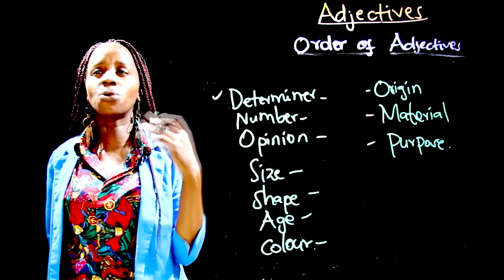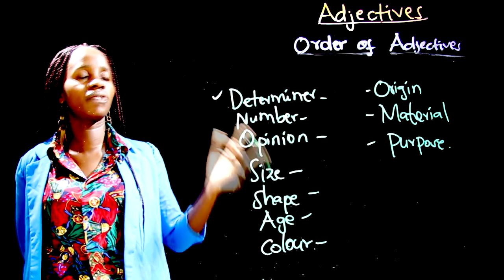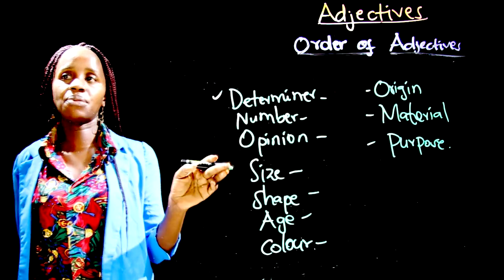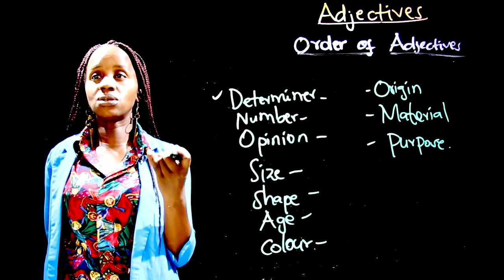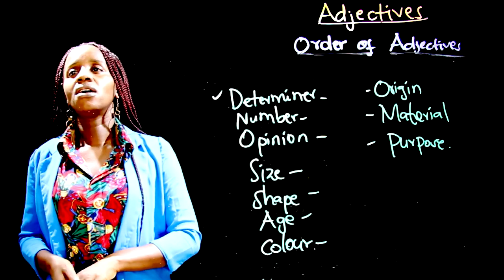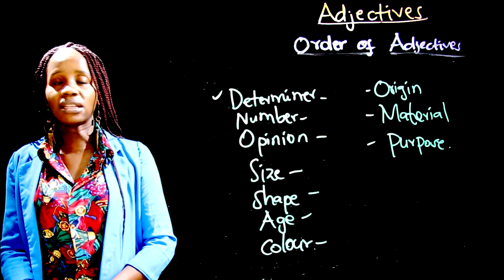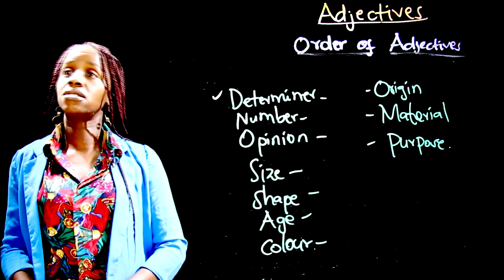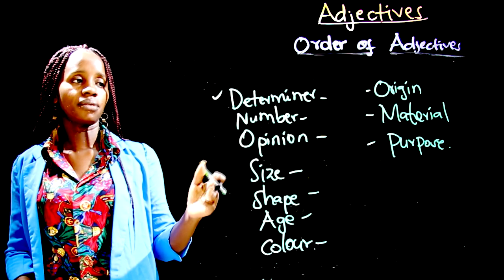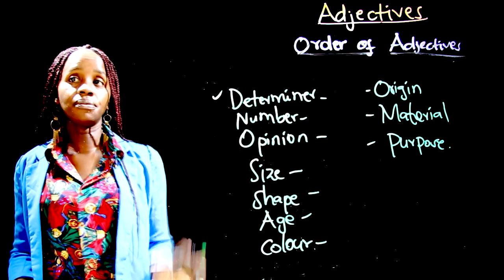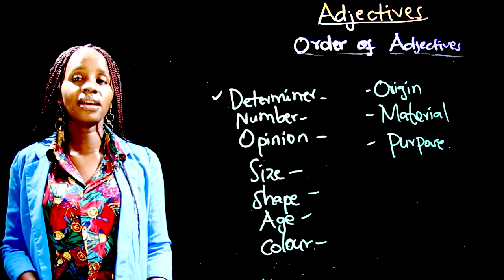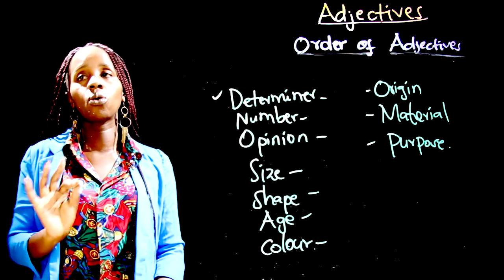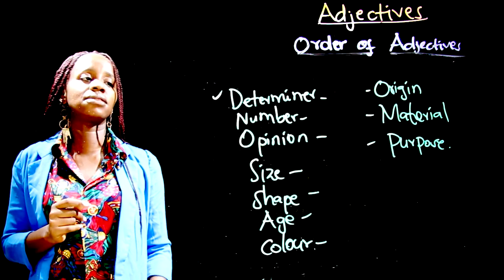What kind of words fall under the determiner? We have the articles, and also maybe pronouns and things like that. We have a, an, the, theirs, ours, such kind. Then we have number, maybe a 5-year-old boy and things like that.